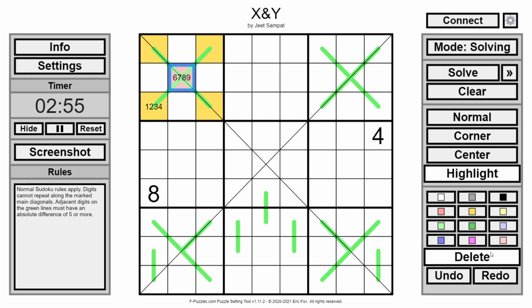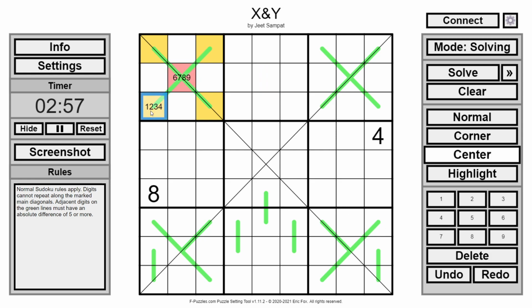So the way this is going to work out is that this middle digit on the X is going to be adjacent to all the other digits, which means that all the other digits, the non-middle pieces, must be of the same parity, either all high or all low. Now, let's just say these are all high. So this is 6, 7, 8, or 9. Now, what low digit is at least 5 away from all of these?